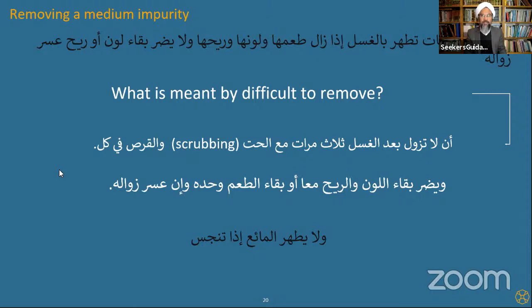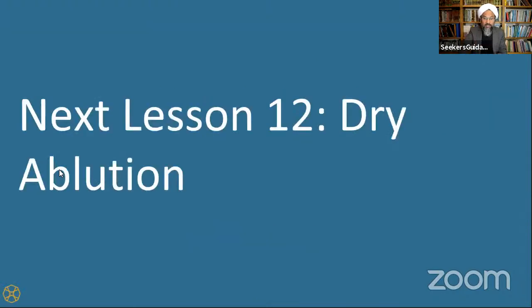However, if you're struggling, but now what happens is the color and the smell remain together, that would be harmful. What does it mean by harmful? That would not be considered as pure. In other words, you wouldn't be able to pray in such a garment. Or if the taste only remains, then the taste is considered to be very strong, and the taste remaining would be considered as harmful. In other words, that particular item would not be considered to be pure, and Allah subhanahu wa ta'ala knows best.